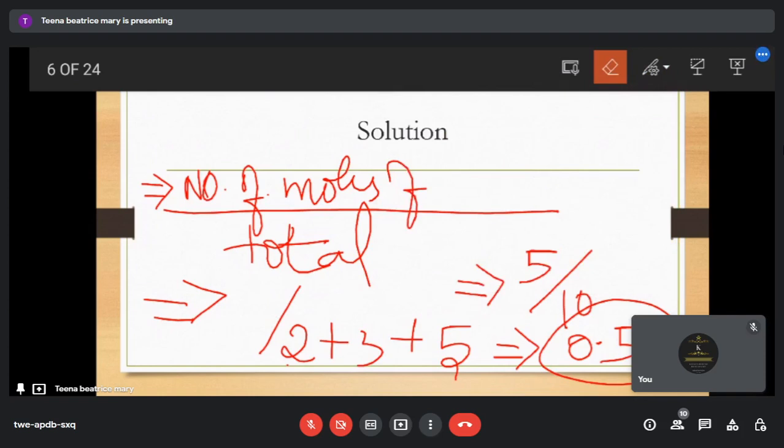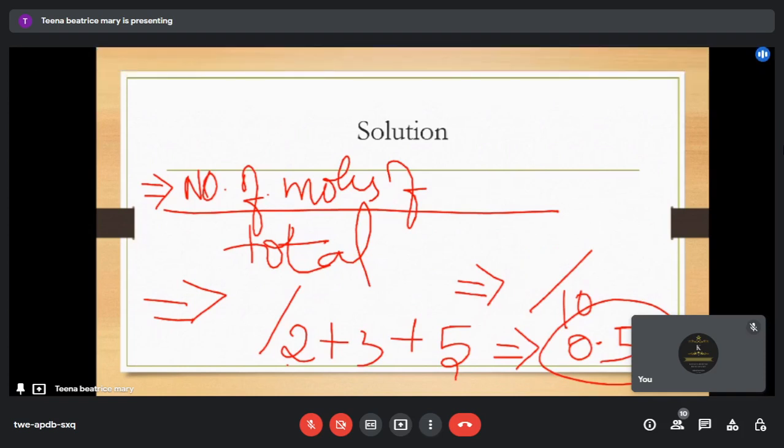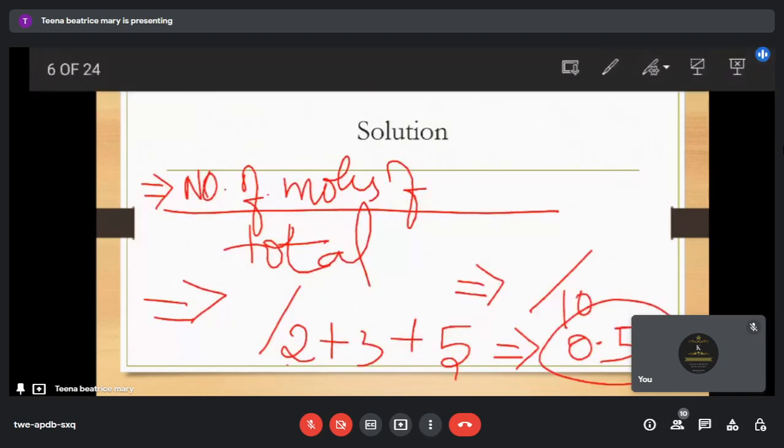So here the number of moles, again we have to change this. Based on what is given for acetone, we have to base it. So for carbon tetrachloride it is 3. What will be the answer then? 3 by 10 is equal to 0.3. Yes, the answer will be 0.3.